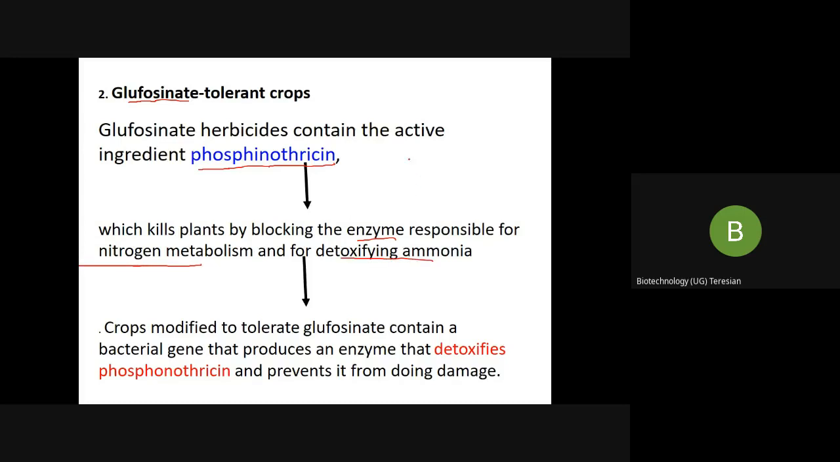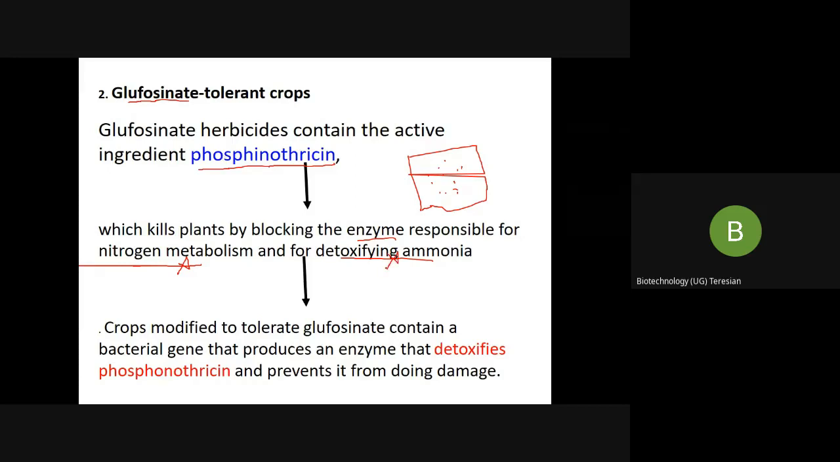That is, when I spray my field, if this is my field and all my plants are growing here, if I spray this herbicide, it is going to act on this plant. How? It is going to inactivate the nitrogen metabolism. Nitrogen metabolism is important for all the crops, right? It is going to act against the nitrogen metabolism and the detoxifying of the ammonia. So if the ammonia builds up, what happens? It is poisonous to the plant. So this herbicide will block your nitrogen metabolism and also the detoxifying of the ammonia.